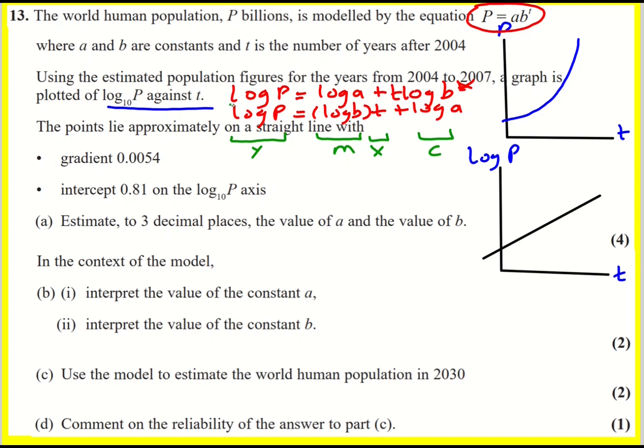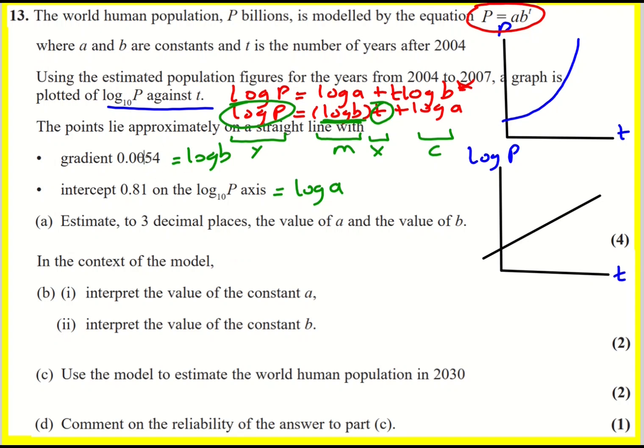So if I plot log p against t, I will get a straight line where the gradient is log b, and the y-intercept, or the log p-intercept, or whatever you want to call it, is going to be log a. And that will allow us to work out a and b.